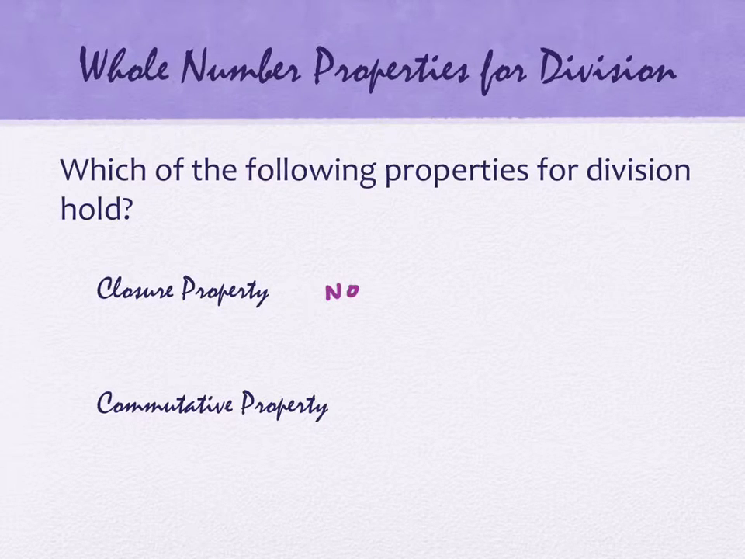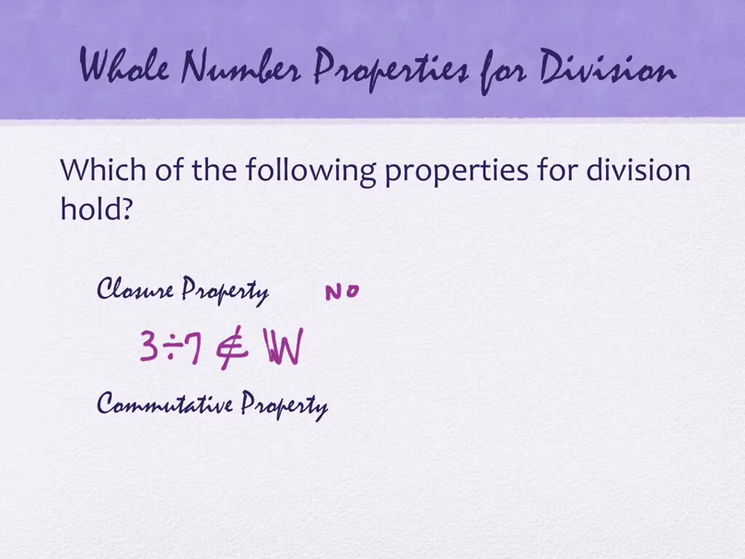3 minus 7. Okay, but we're doing division. 3 divided by 7. That'll work. 3 divided by 7 is not an element of the whole numbers. We're going to have fun with some notation here. You guys are still working on a test where you're using some of this notation, but not an element of the whole numbers. It does not give you a whole number, does it? It gives you a fraction. It's called a rational number, but it's not a whole number. So no closure property. How about commutative?